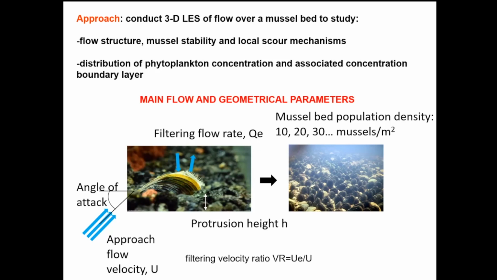As I already mentioned, the mussel has an incurrent and an excurrent siphon. The discharges through the two siphons are equal, but the openings are not equal, so the inhaling velocity and the excurrent velocity are not equal. Typically in the literature, instead of using the filtering discharge, people use the filter velocity ratio, VR, which is defined as the ratio between the velocity in the excurrent siphon divided by the velocity in the main channel. And when we are talking about mussel beds, the other very important geometrical parameter is the mussel bed population density. How many mussels do we have in one square meter?